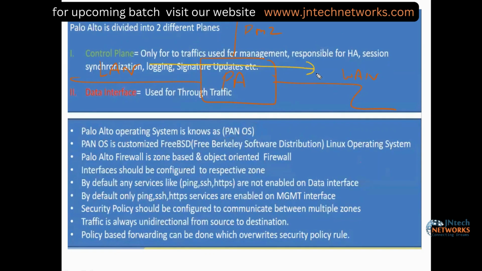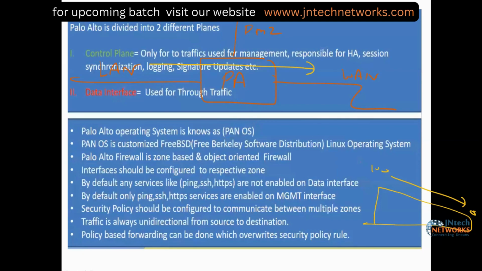It's not like the Cisco ASA firewall. If you are familiar with Cisco ASA, we have a concept there: traffic is by default allowed from a higher security level to a lower security level. You don't need to configure any policy. By default, traffic is allowed.